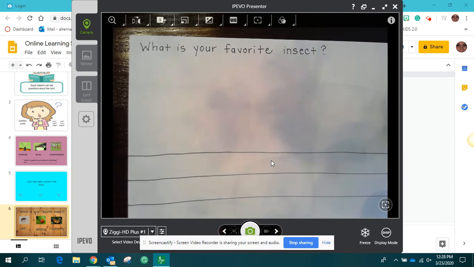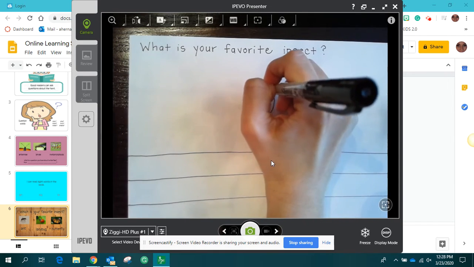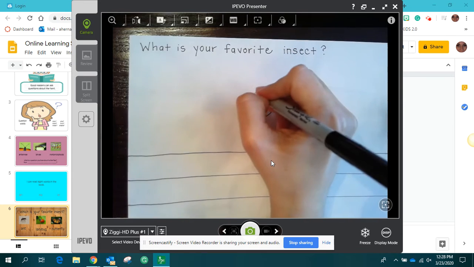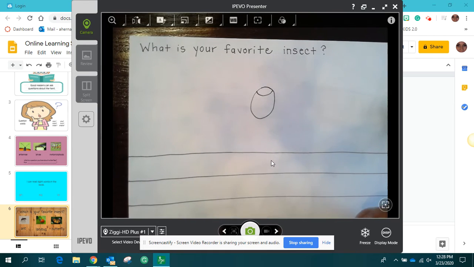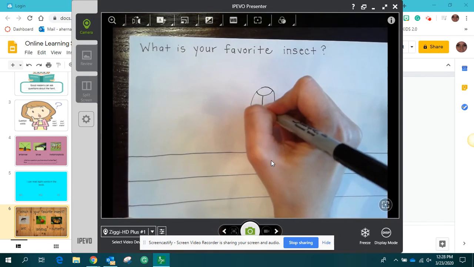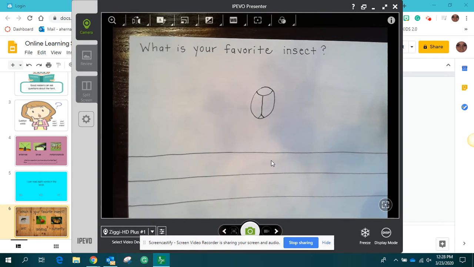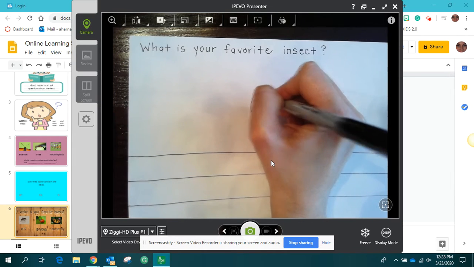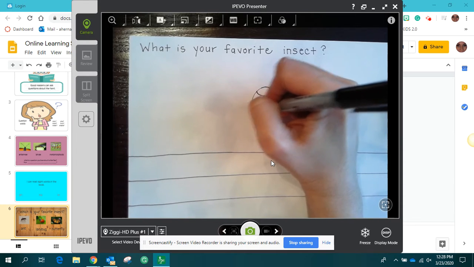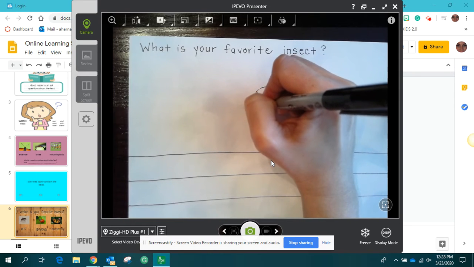That's my favorite insect. So I'm going to start with my picture of an insect and I'm going to draw a circle. And then I'm going to draw a curved line up at the top, kind of like an egg. And then I'm going to draw a line down the middle and then 2 little lines right there. Now the ladybug has lots of black spots. So I'm going to fill up the body with a few spots.